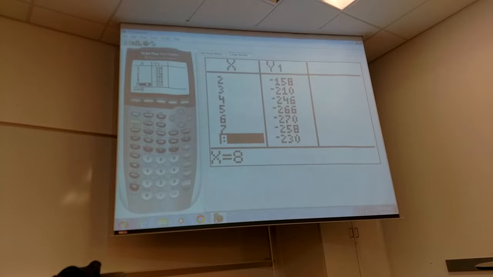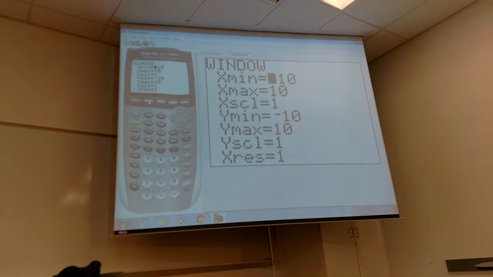Where's the vertex, roughly? Around 270. So how far down do I want to be able to see? Maybe a little bit past that. So let's go to where it says window. Right here, it says window. So what should we change? The y min. That's the lowest y I can see. Maybe let's make it what? Let's make it negative 290, just to be sure we can really see that vertex.